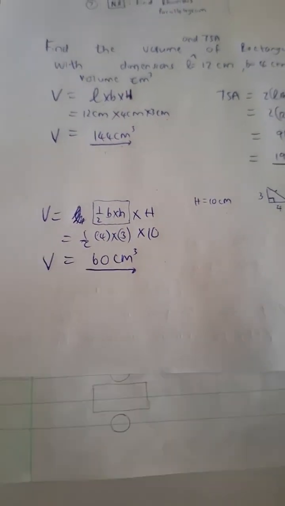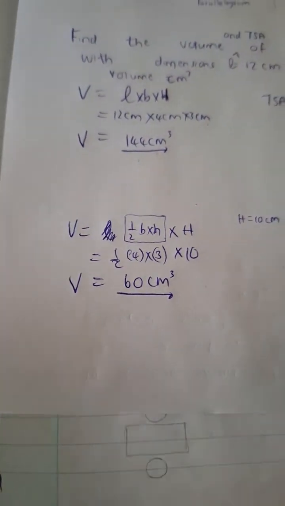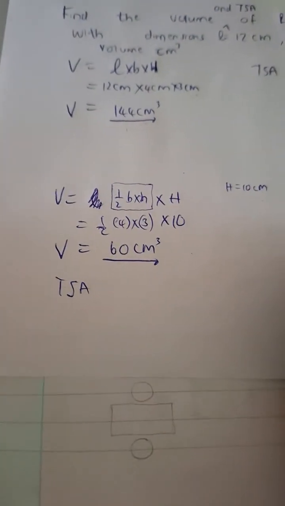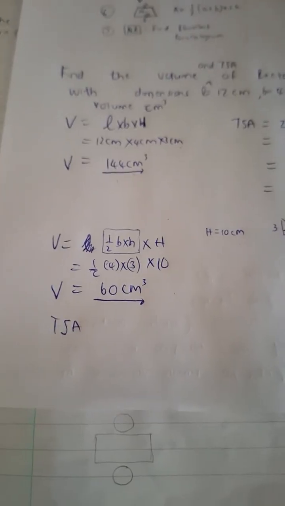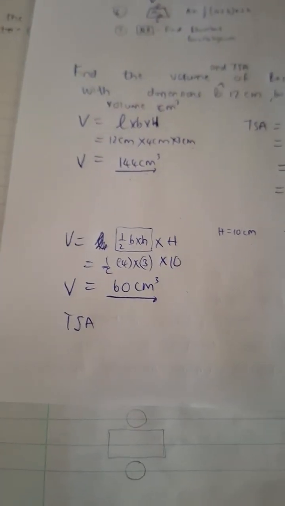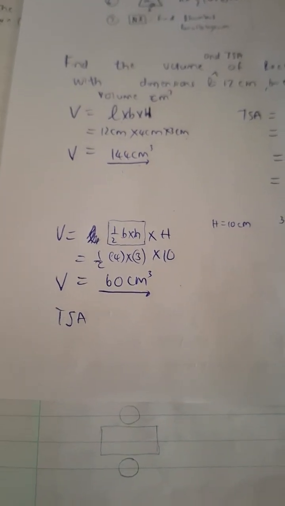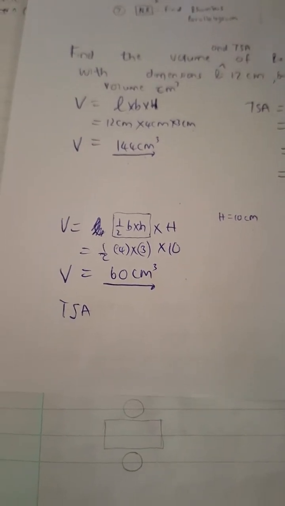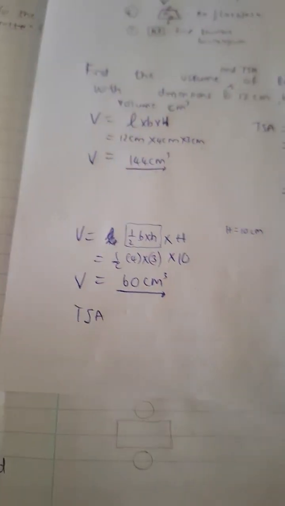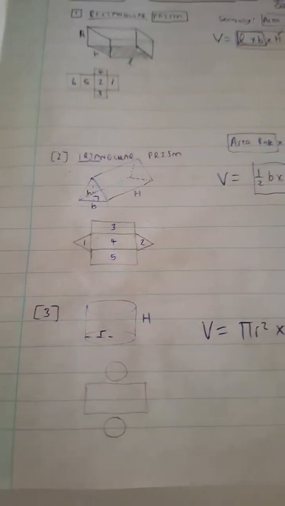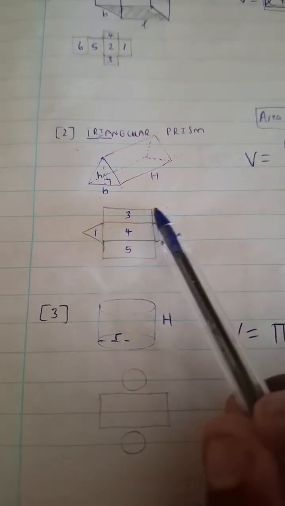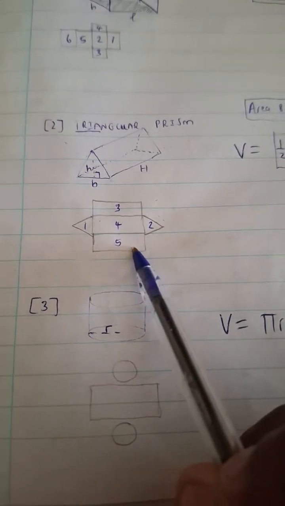So for all grade 8s, grade 9s, you need to know this. Grade 10s, you need to know this. Grade 11s, you need to know this. Then what about the TSA, the total surface area? We're all in agreement that for the total surface area we always consult our net when calculating that. Remember our net, we have 2 triangles, so we need the area of 2 triangles that are the same, and then we need the area.